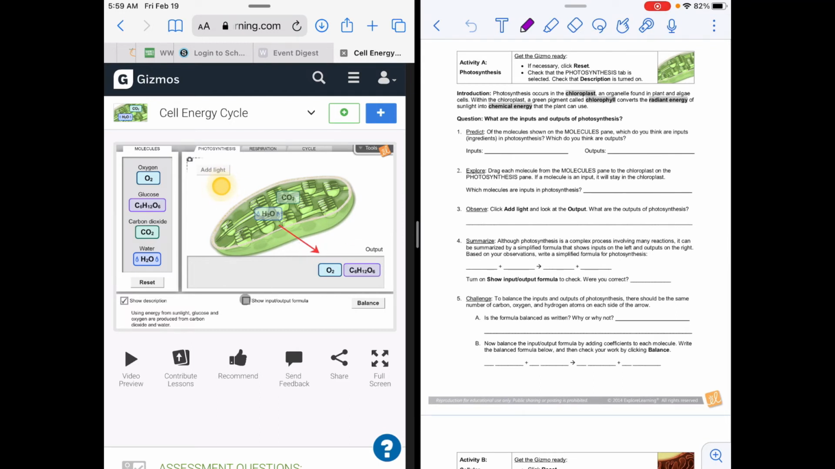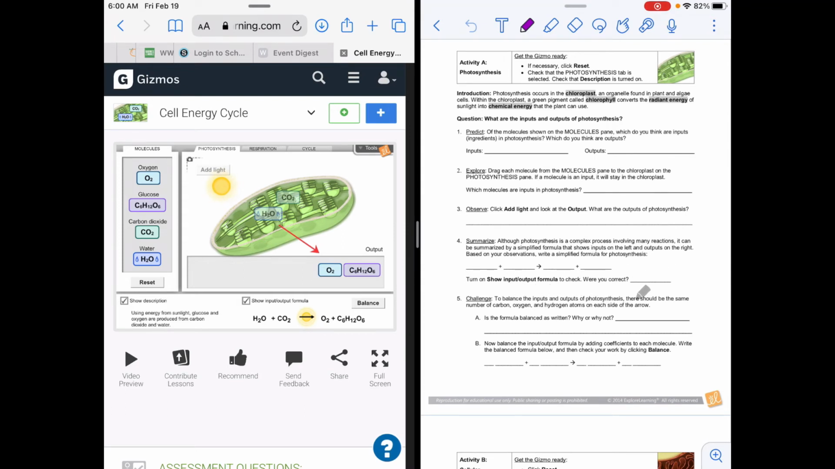Now, to check and see if you're right, there's this show input output formula. You click on that, and it's going to show you the formula down on the bottom here. It says H2O plus CO2, and they've got the sun there to show you the light, makes O2 plus C6H12O6. That's going to be glucose. Were you correct in your guess here? Right, yes or no?